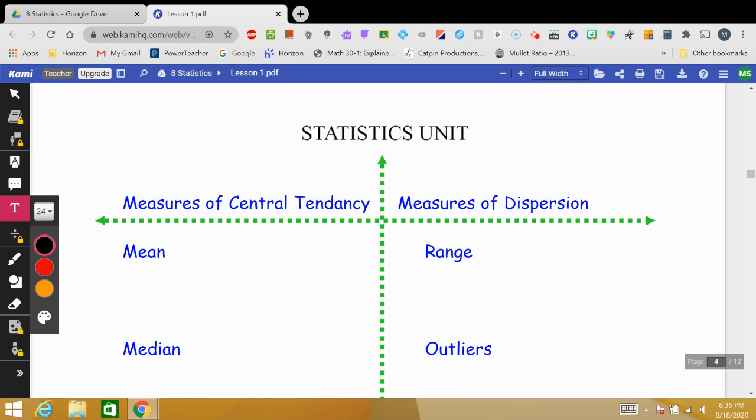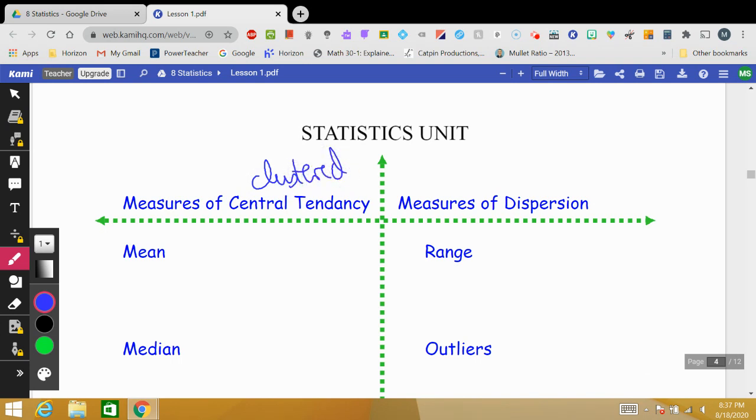Okay, so we have two types of measures. We have measures of central tendency, and then we also have measures of dispersion. Central tendency shows you how your data is clustered together. Measures of dispersion show how your data is spread out. Some of these words you've seen before, some of them you haven't.